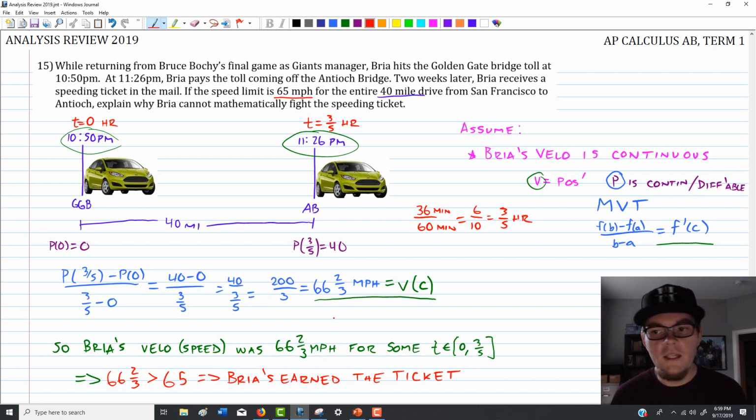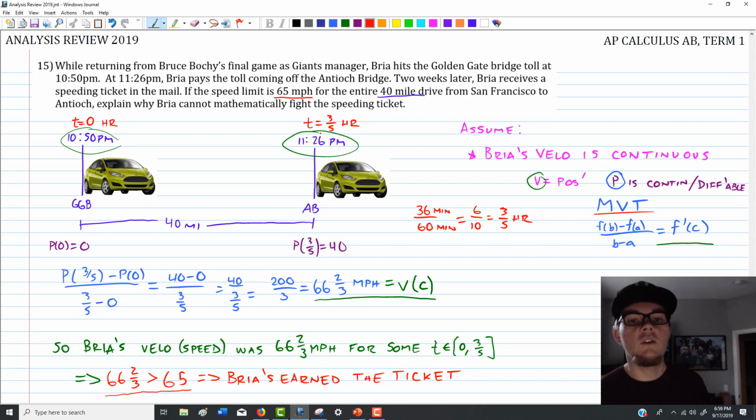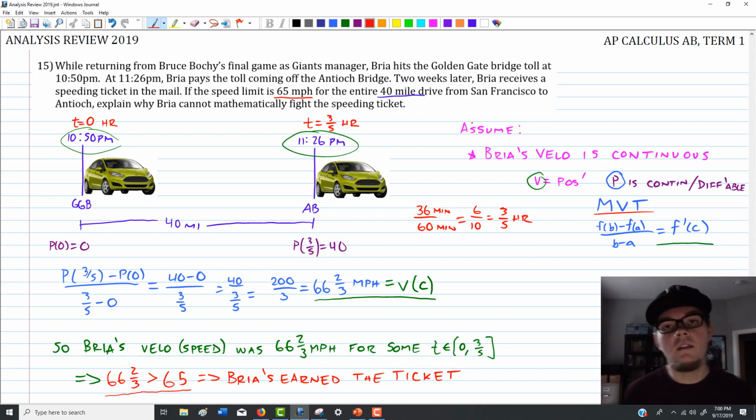All that matters is the mean value theorem itself guarantees us that there's at least one time where Bria's velocity exceeded the speed limit, and that is enough to qualify her for a speeding ticket. Of course, it doesn't mean you have to speed for 20 minutes or anything. You can just be clocked and radared at one point. And unfortunately, her tolls, which literally take into account the time that she pays them and gets into them, prove that she was exceeding the speed limit at least once.